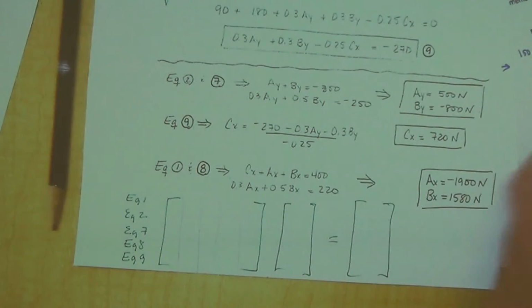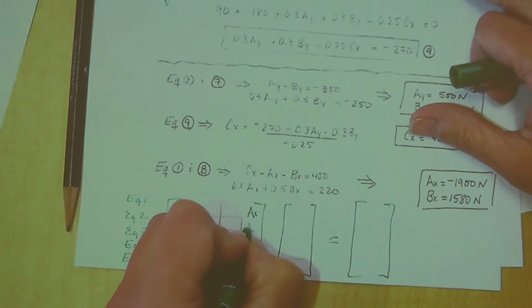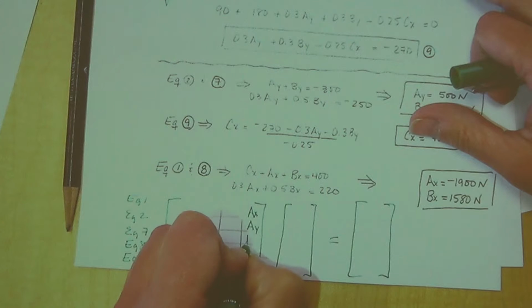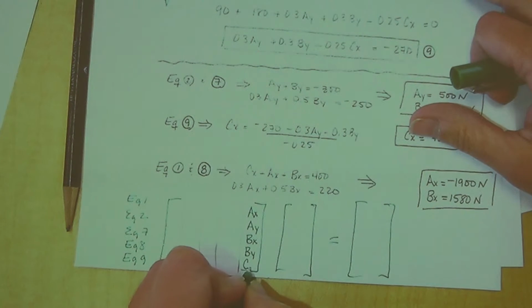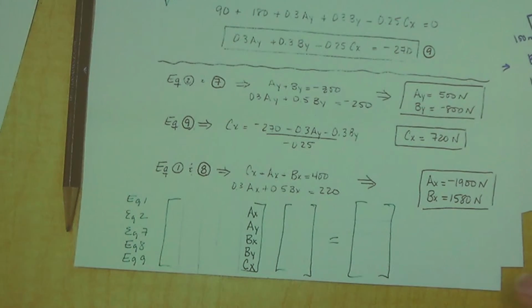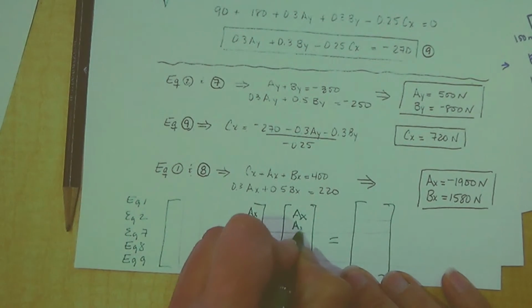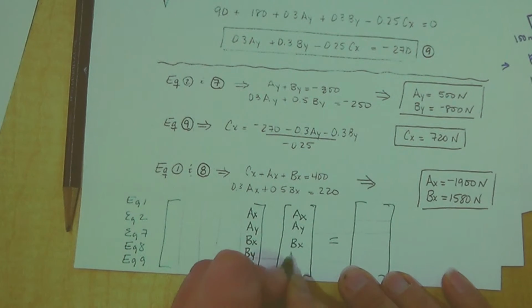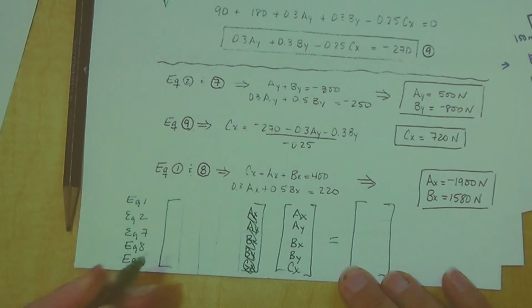Okay, so let's put in, what's the unknowns? AX, AY, BX, BY, and CX, right? Oh, damn it, I wrote it out, sorry, I'm cursing too much today. Sorry, this shouldn't be here, right?